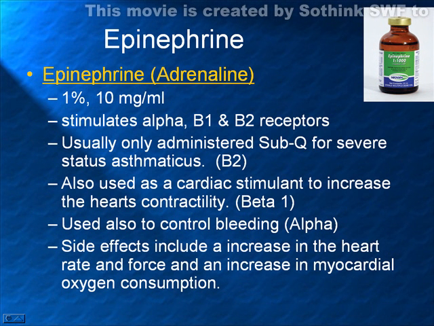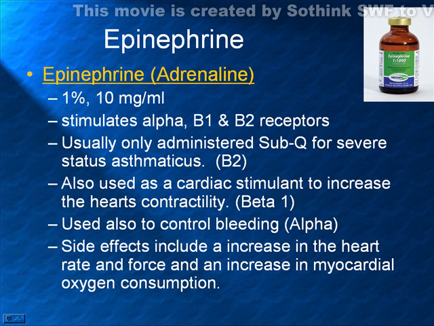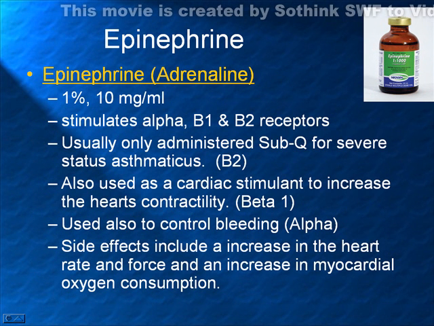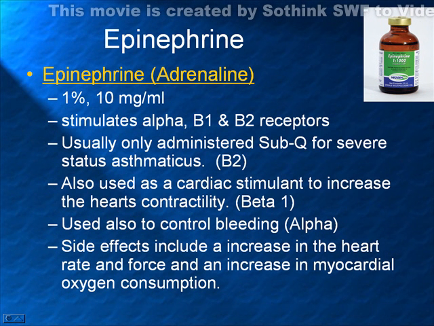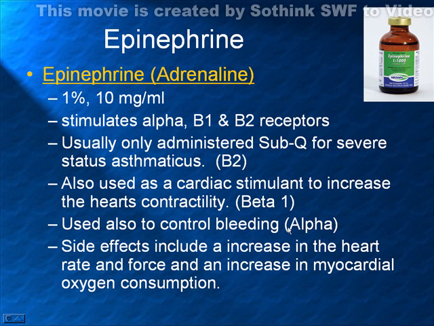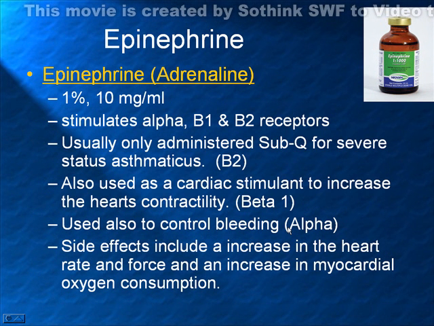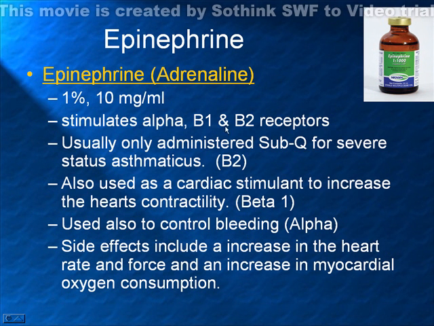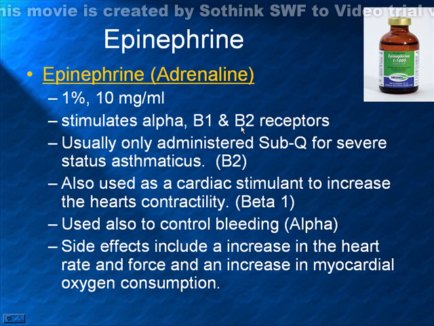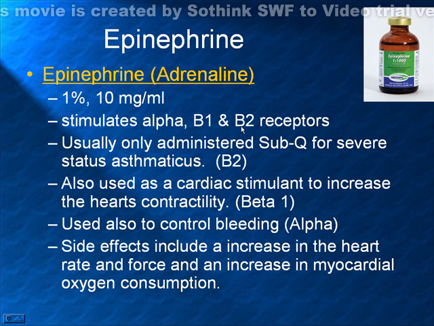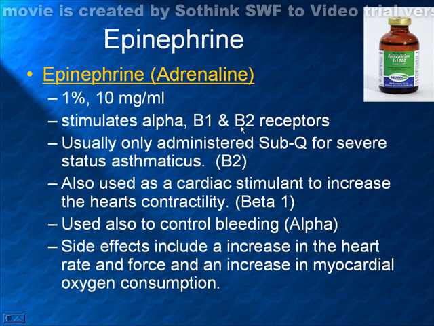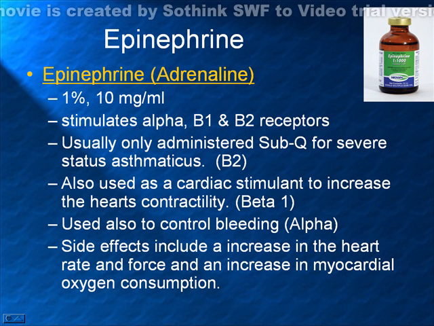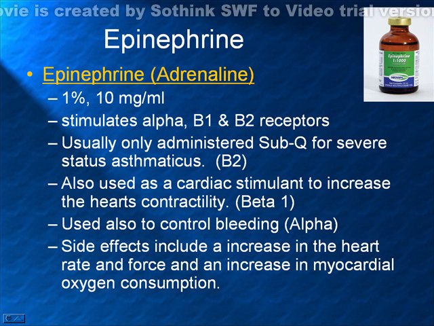The side effects include an increase in the heart rate and force, and an increase in myocardial oxygen consumption. This makes epinephrine a fairly complex compound because of its alpha, beta 1, and beta 2 stimulation. Therefore, it's typically not used as a first line of treatment in bronchodilation for patients who are suffering from bronchospasm.